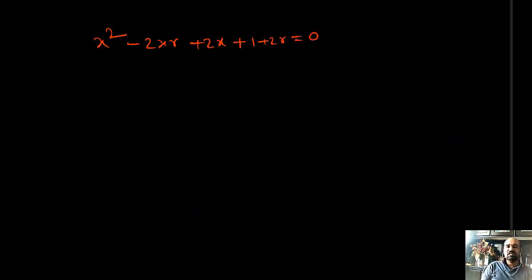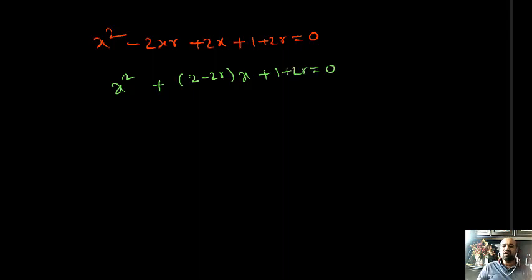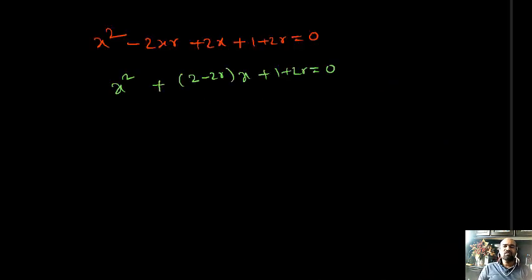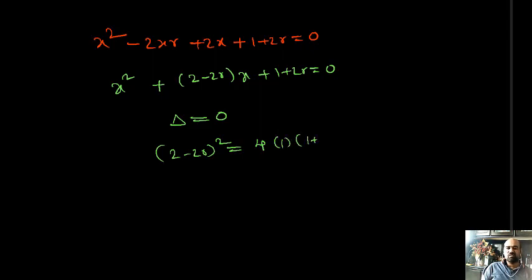In other words, I can write it as x square plus 2 minus 2r times x, plus 1 plus 2r equal to 0. This is a quadratic in x. The circle should contain the parabola, meaning it is tangent to it, so the roots of this quadratic equation should be equal, meaning the discriminant should be zero. Delta means b square minus 4ac, so 2 minus 2r whole square equal to 4, where a is 1 and c is 1 plus 2r.